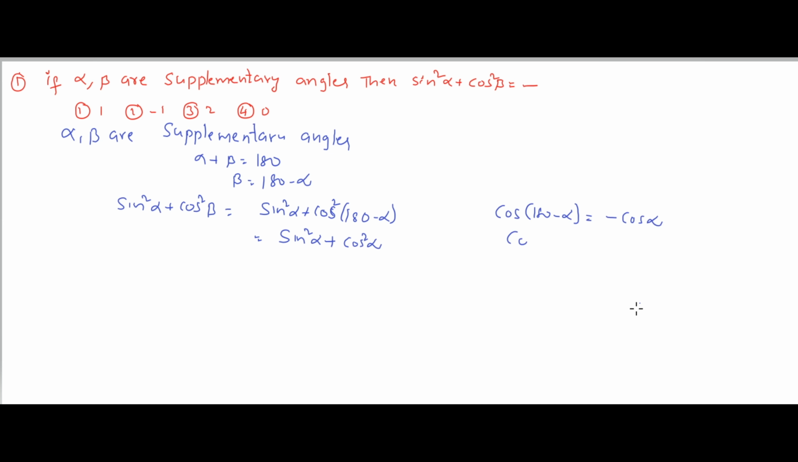Squaring on both sides, that is cos square of 180 minus alpha is equal to cos square alpha. So sin square alpha plus cos square alpha is equal to 1. So the first option is correct.